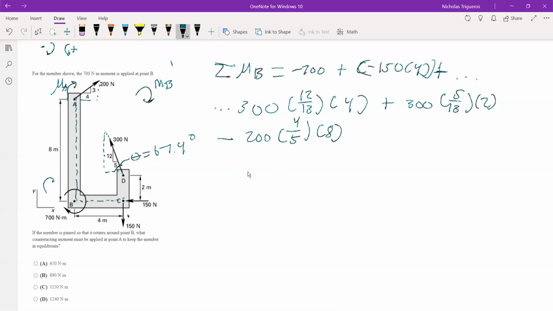All right, so with that, we can actually get what the net moment from all these forces is going to be. About, oh, negative 873. Did you calculate it? Yeah, negative 873, around there.